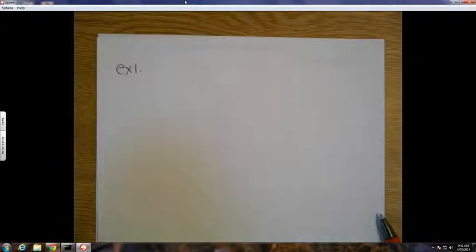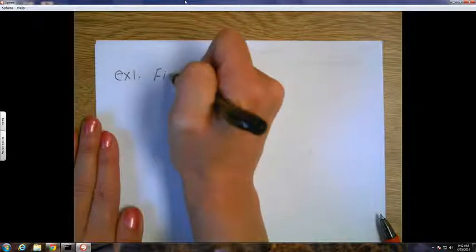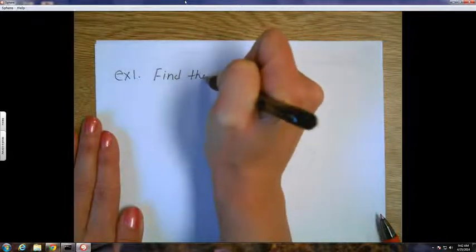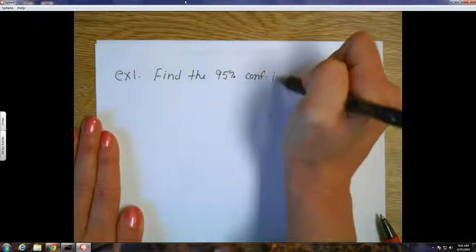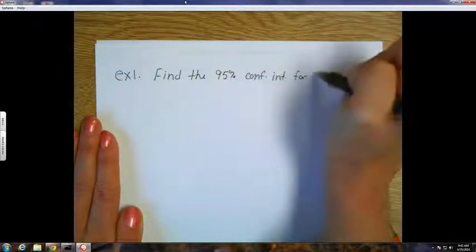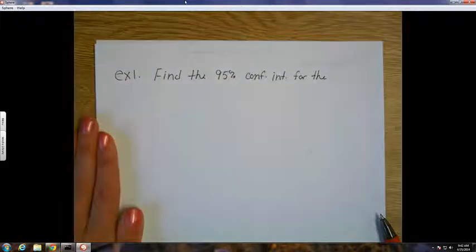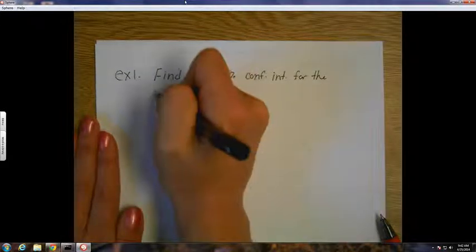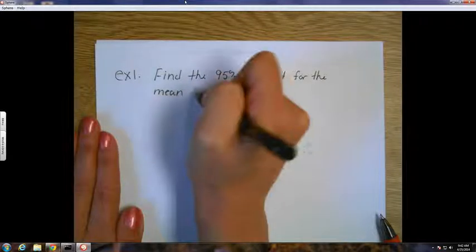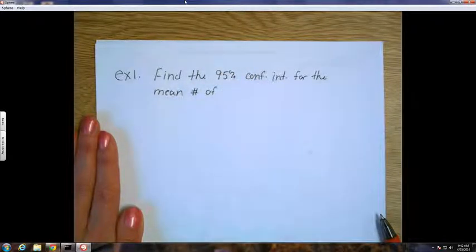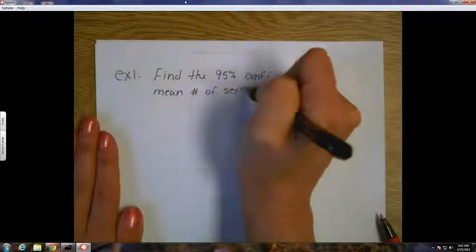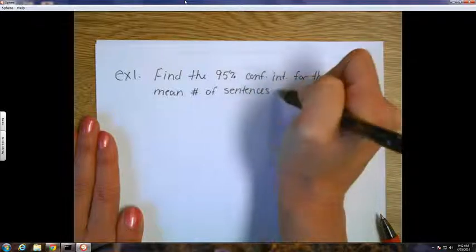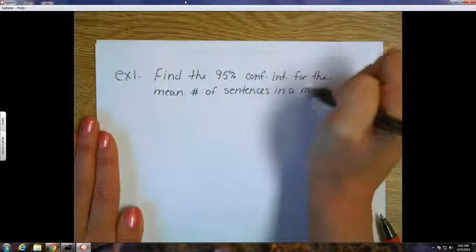Okay, we are going to find the 95% confidence interval for the mean number of sentences in a magazine advertisement. This was a real study too, I don't know why. Mean number of sentences in a magazine advertisement.